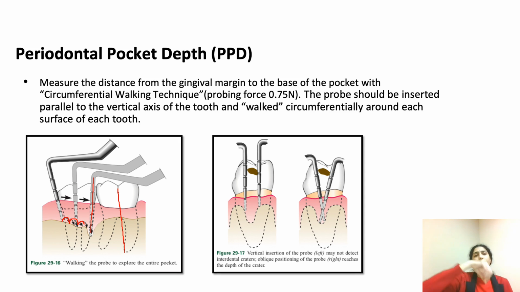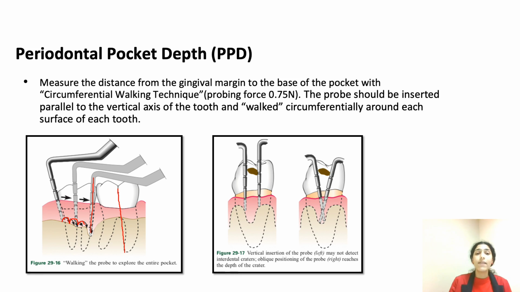Why are we walking 1 mm at a time? Because we are not sure where the deepest pocket is present in the tooth. We usually want to detect and capture the deepest probing depth. So in order not to miss the deepest pocket depth, pocket probing is done in 1 millimeter increments circumferentially all around the tooth.